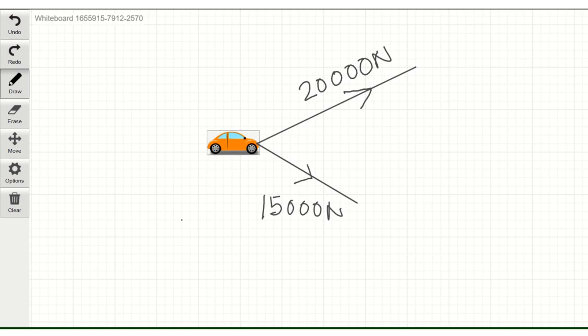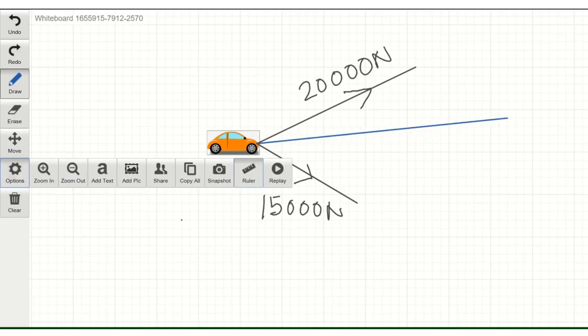Now, before you go ahead to draw the parallelogram, have a sense of what direction you think the orange car would move because of these two forces. Naturally, because there's a 15,000 Newton below and 20,000 Newton above, the resultant force would therefore be indicated by the blue line. The car will travel somewhere in between.